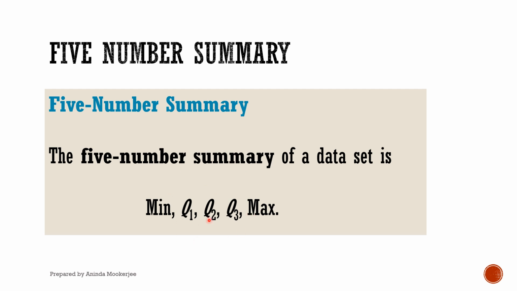Now, once we have identified our quartile values, so quartile 1, quartile 2, and quartile 3, we can combine them with the lowest and the highest values in the data set and come up with what's called the 5-number summary. So the 5-number summary of a data set is the minimum value in the data set, the value of quartile 1, quartile 2, quartile 3, and then finally the maximum value, the highest value in the data set.